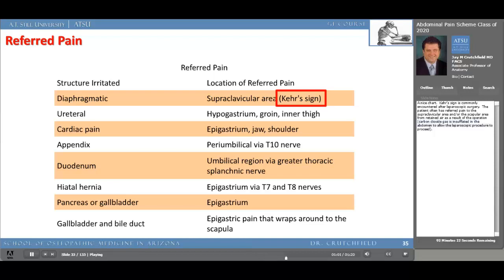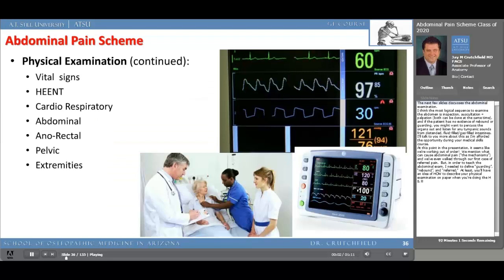It definitely seems like we're out of sync. We finished our first case, yet we haven't really introduced how to do the physical exam for abdominal pain. The next few slides discuss the abdominal examination. I think the most logical sequence to examine the abdomen is first inspection and then auscultation and palpation, which can both be done at the same time together. And if the patient has no evidence of rebound or guarding, we might want to percuss the organs out and listen for any tympanitic sounds from distended fluid-filled or gas-filled intestines.